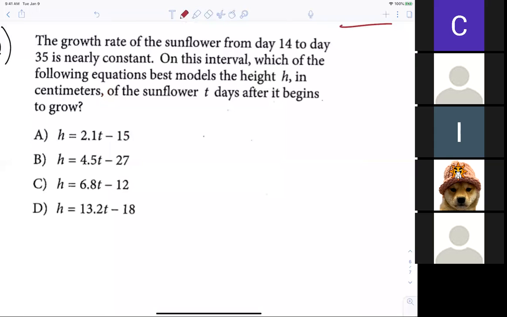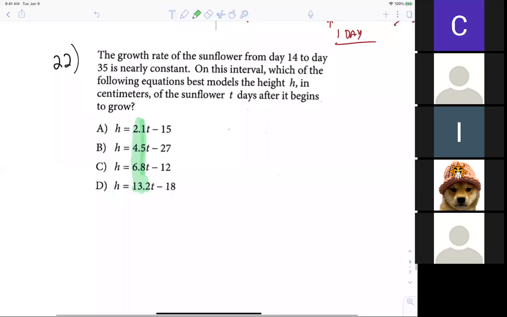It says the growth rate of the sunflower from day 14 to day 35 is nearly constant. On this interval, which of the following equations best models the height? Right, so this right here is what they're asking for. They're asking for the slope. Notice all the slopes are different.